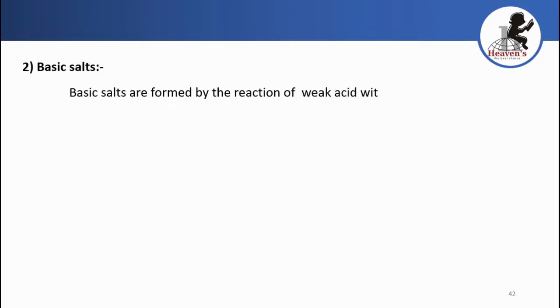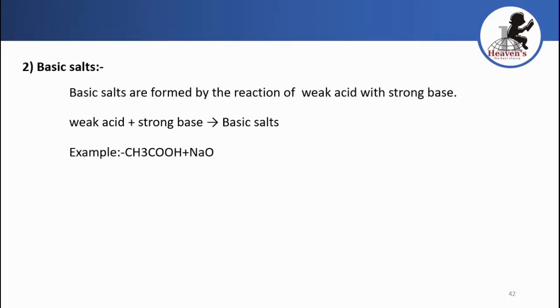And the second one is basic salts. How are basic salts formed? Basic salts are formed by the reaction of weak acids with strong bases. So weak acid plus strong base gives rise to basic salts. Example for the basic salts is CH3COONa. It is formed by the reaction of CH3COOH, acetic acid, and sodium hydroxide, NaOH. What is the pH of sodium acetate, CH3COONa? It is a basic salt. Its pH value is greater than 7.